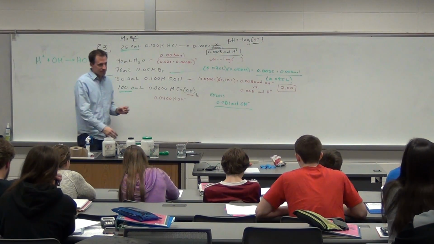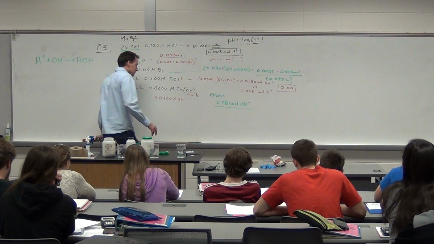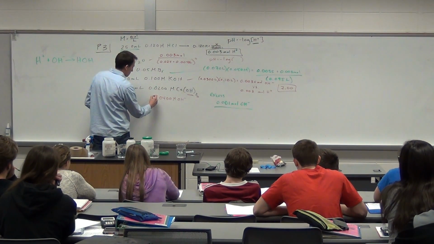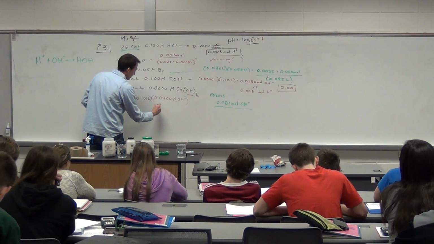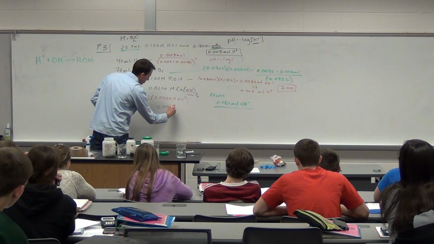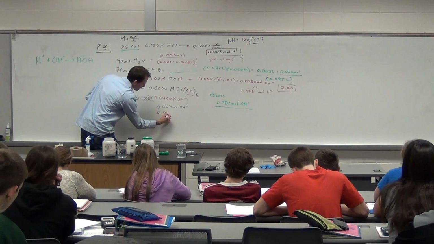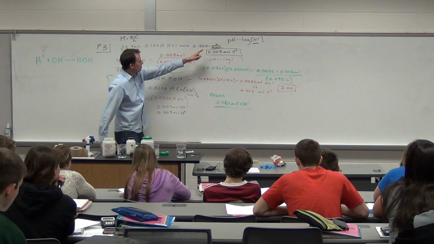Yeah, Kevin? Wait, how did you get the 0.001? Yeah, I'm not going to do the whole thing, I'll do the beginning and the end. So if I multiplied this by the 0.1 liters, I'm going to have 0.004 moles of OH minus, and what I'm doing is I'm comparing it to the H plus.